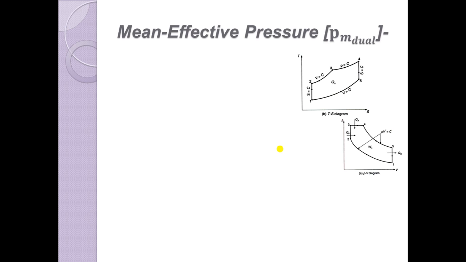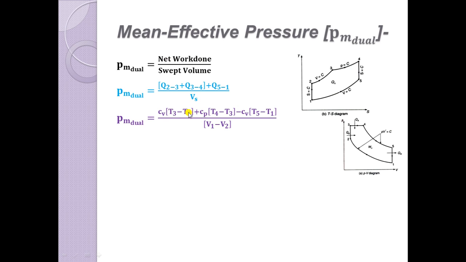Moving on to the next one, mean effective pressure of a dual cycle. The definition says net work done per swept volume. So we can write net work done as the sum of all the heat transfers over swept volume. The heat transfer during constant volume, constant pressure, and heat rejection is given by this, and swept volume can be written as V1 minus V2 based on your PV diagram.